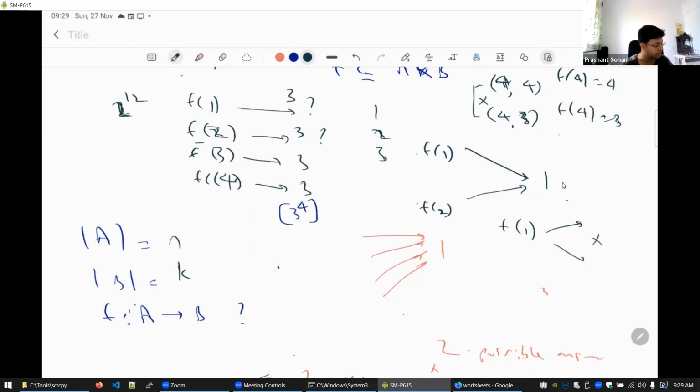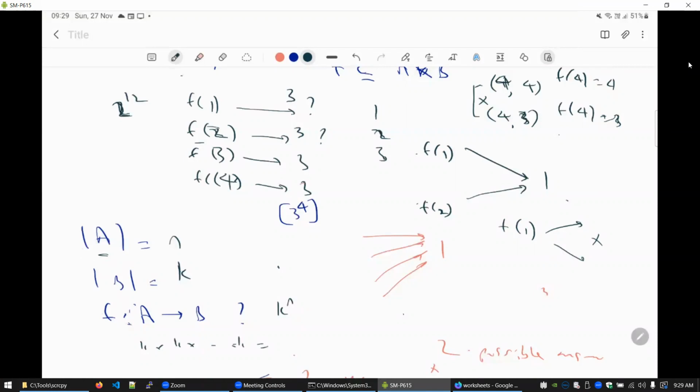Sorry, I just relabeled them. Can you repeat your answer in terms of n and k? It will be k to the power n, correct? Because the first element of A can take k possible values, the second element can also take k possible values, so it's k into k into k, n times. So it is k raised to n. Okay. Are others also following this, how we are counting the total functions from the first set to the second set?